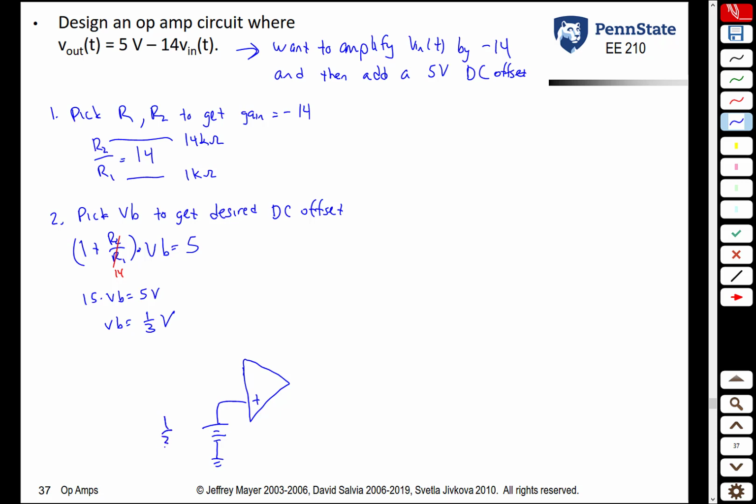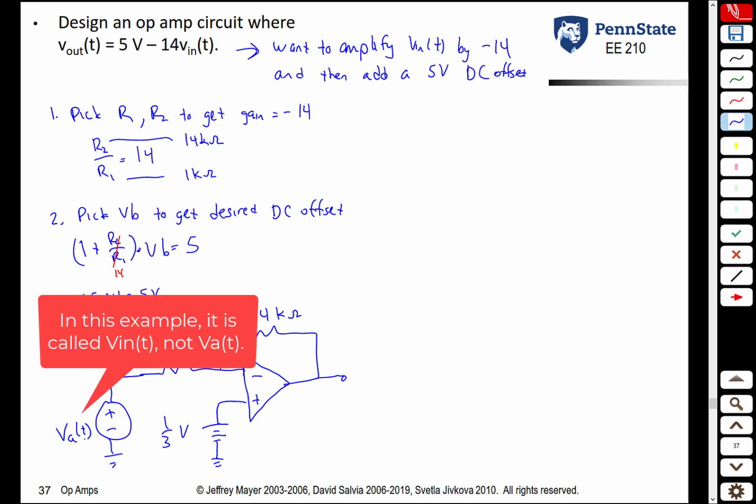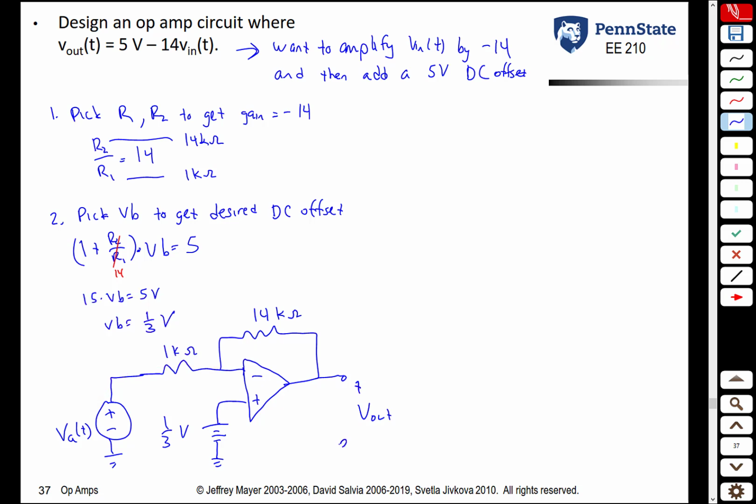So one possible design here would be this. We put a 1/3 volt battery here. Then we have our 2 resistors connected to the inverting terminal. R2, 14 kiloohms, R1, 1 kiloohm. And then our signal that we're amplifying, Vin of t, is connected to the 1 kiloohm resistor. And of course, we're measuring the output voltage between the output terminal of the op amp and ground.